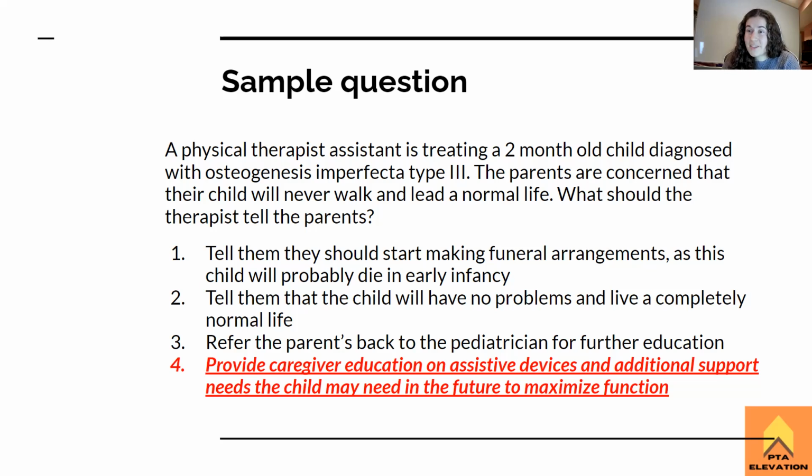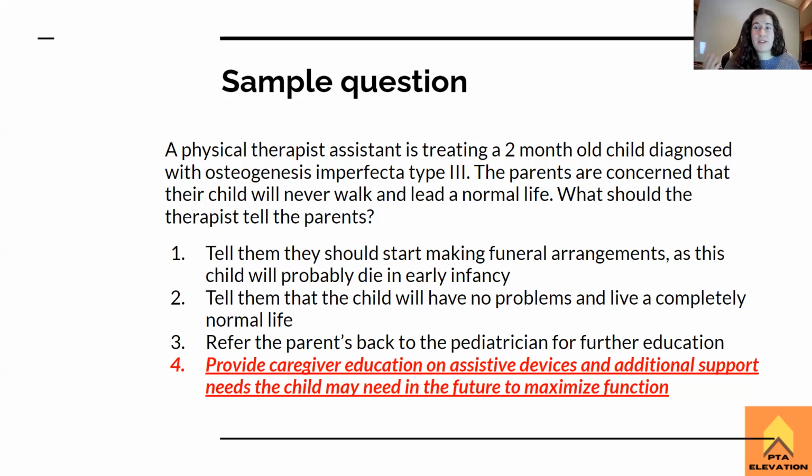So that's how you would educate the parents, just being like, whoa, we don't need to go into this, we don't need to have an emotional breakdown right now. Here's what your child's going to need in order to be as successful and happy as possible and as involved in their life as possible. So that is why number 4 is the correct answer, providing caregiver education on assistive devices and additional support needs the child might need in the future to maximize function. This is just to make sure the parents are aware that their kid can go to school and make friends and stuff like that. They're just going to need a wheelchair. That's really what this answer is saying.